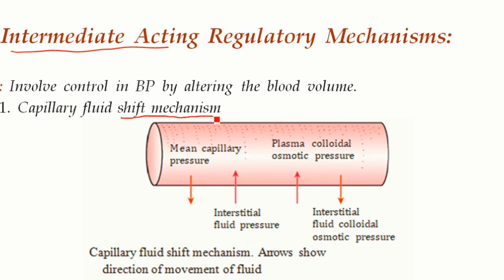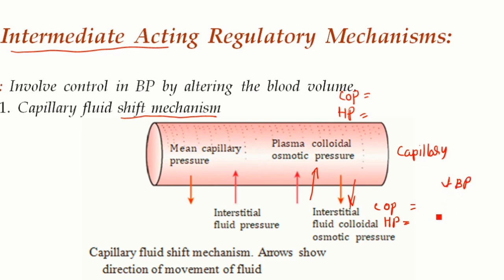This is a capillary. The capillary will have many pressures: hydrostatic pressure, colloidal osmotic pressure. Even the interstitium will have hydrostatic pressure, interstitial pressure, all pressures. Due to changes in these pressures, the down arrow and up arrow indicate the direction of movement of the fluid. So when the blood pressure is more, fluid is filtering through the capillary into the interstitial spaces, so that blood volume decreases, resulting in decreased BP.